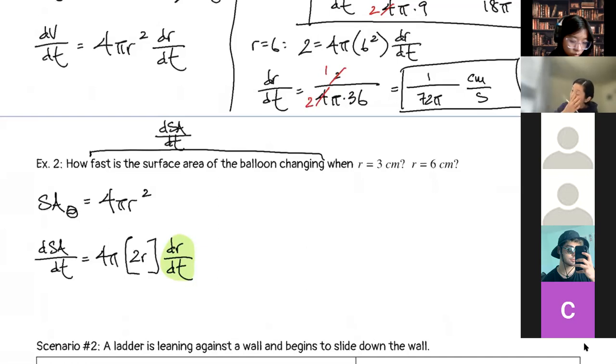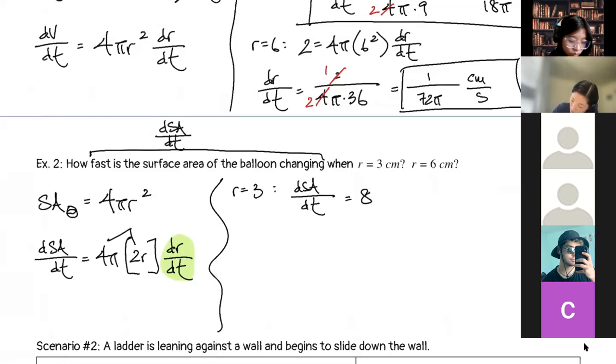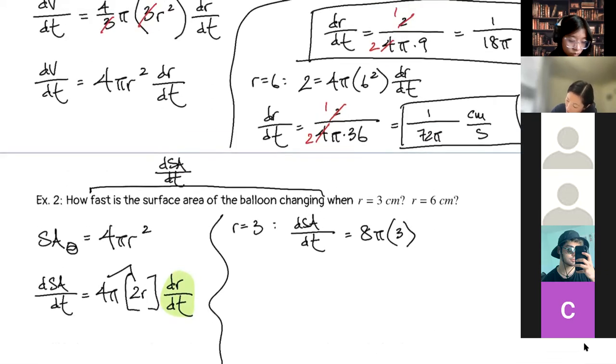All right. Now, once we've taken our derivative, we can plug in the numbers and see what we have. So let's go with r equals 3. What does this formula look like? The derivative of the surface area with respect to time equals, I'm going to go ahead and take the 4 times the 2 and make it an 8. So 8 pi times 3. And we can actually grab our dr dt from above. We said that was 1 over 18 pi.